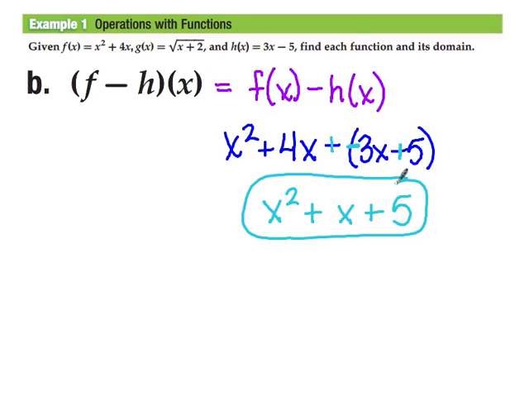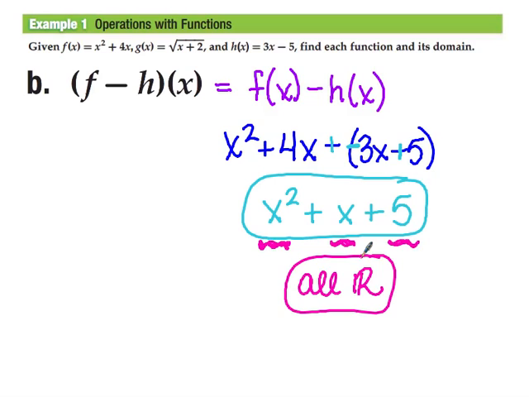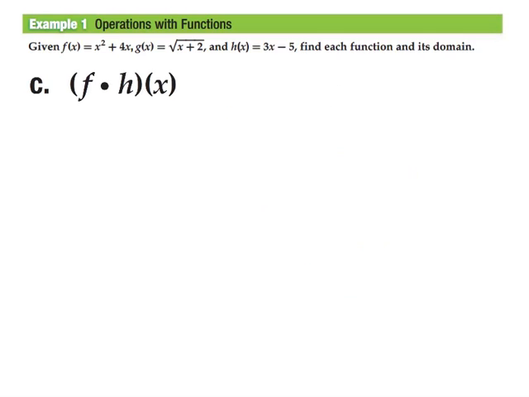Now what we need to do is find the domain. So what x values work? So let's look at this one. What x values work there? Everything. What about here? All of them. What about here? Yeah, 5. Yeah, so basically my domain will be all reals. Let's look at another one. F times h of x.